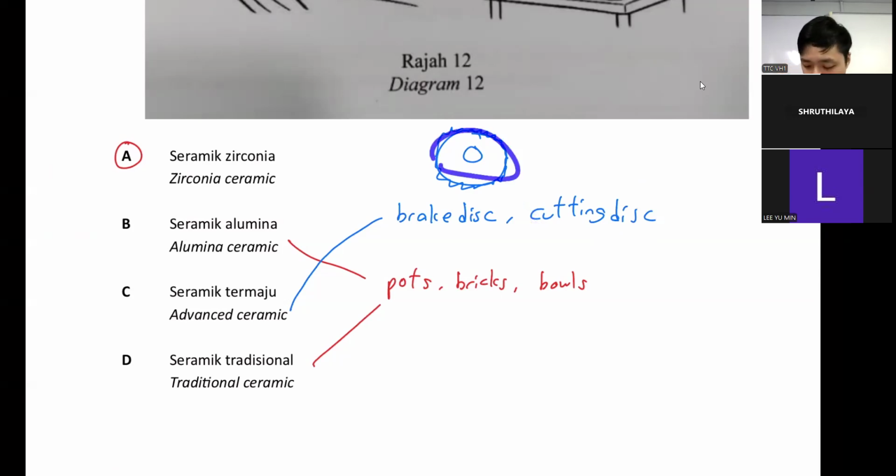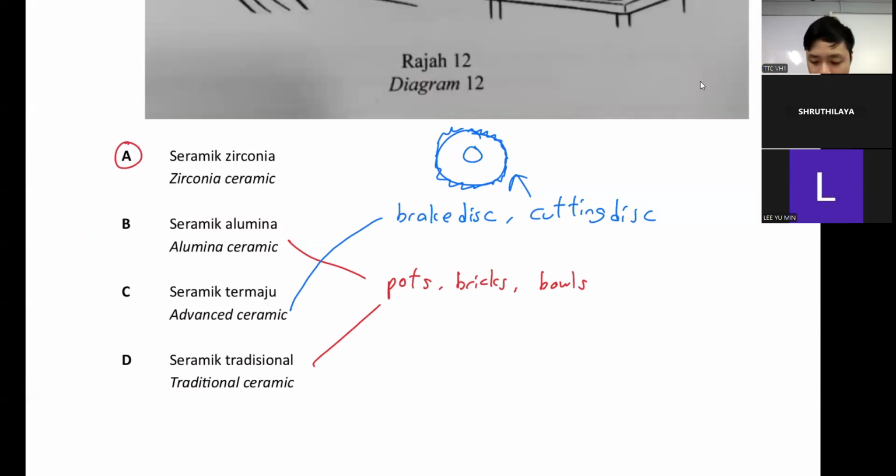So cakra pemotong. Brake disc is like your motor, your car consists of a brake disc. So I know you haven't driven a car yet, but if you drive a lot, maybe you have to change the brake disc every 1 or 2 years. If you do not drive so frequently, maybe 2 or 3 years, you have to change your brake disc because it will go through a lot of friction when you drive on the road.